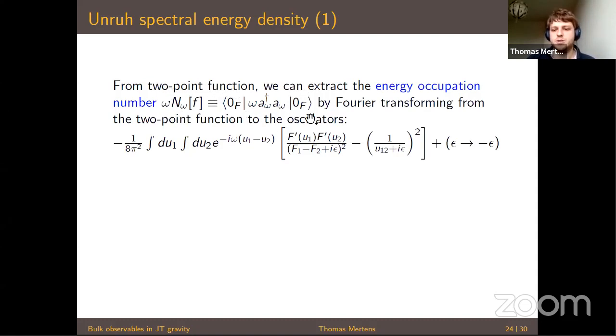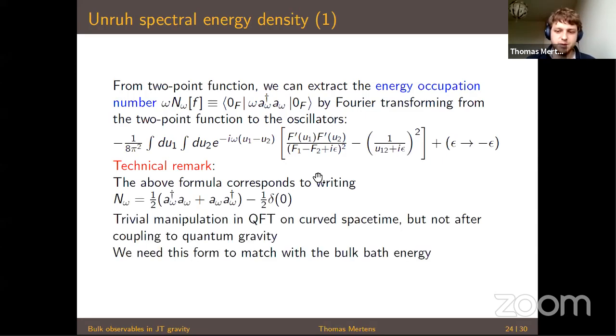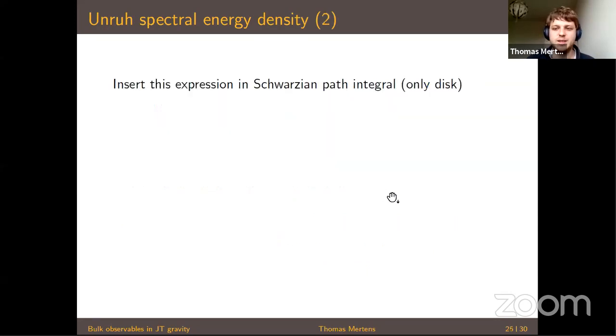Of course, standard QFT immediately tells you that you can get this by doing a double Fourier transform of the phi, the bulk 2-point function, which we already computed. For the sake of time, there's a technical remark I should make here, but let me skip that for now. In any case, what I wanted to convey is that the energy spectral density is again given by something we can compute.